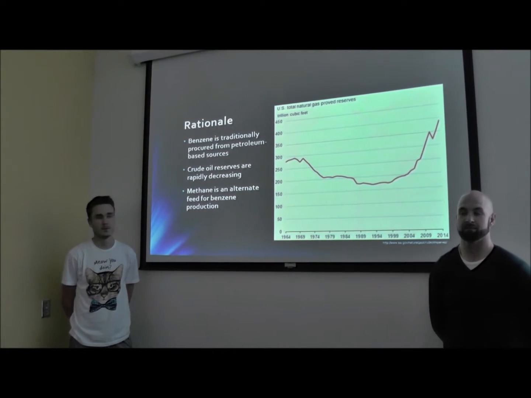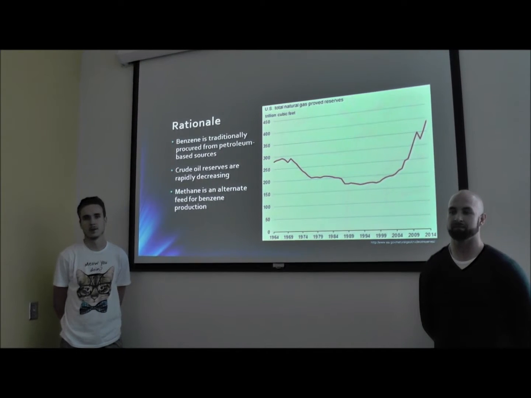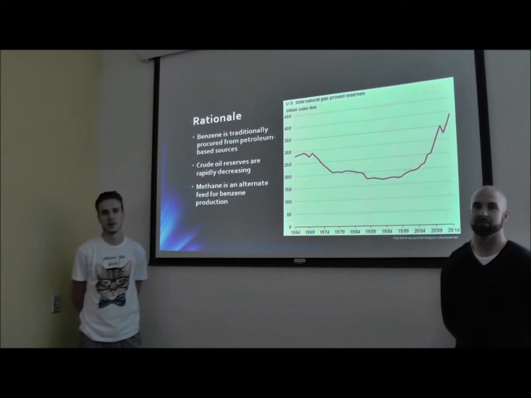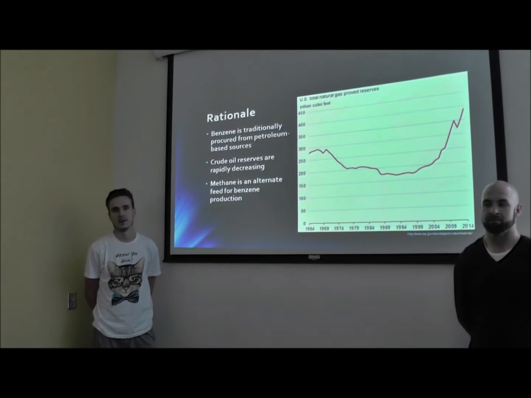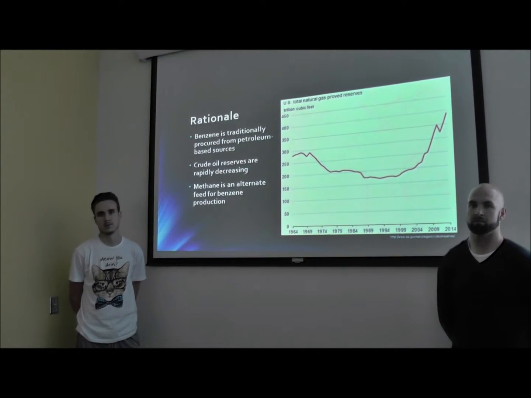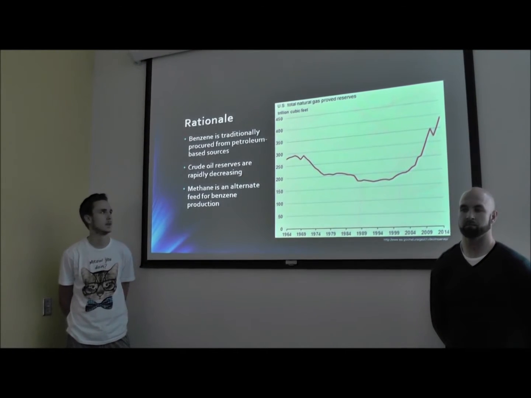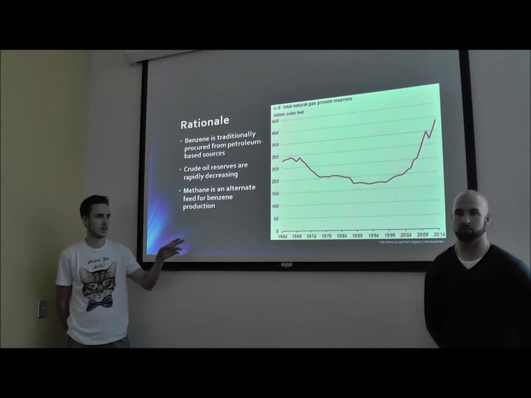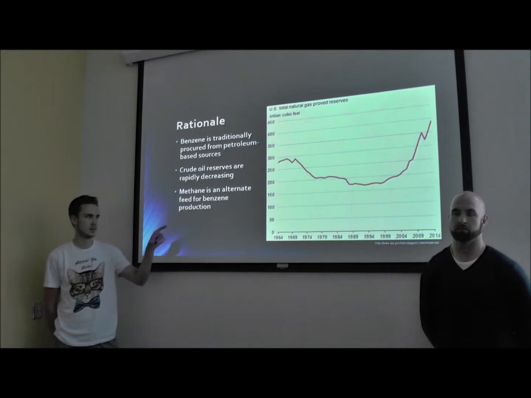So benzene is traditionally procured from petroleum-based resources. However, these resources, like crude oil, are rapidly depleting, and methane can actually be used as an alternate feed for benzene production, and this can be gotten from natural gas. This graph is showing the natural gas production in the US, and as you can see, it's actually increasing.